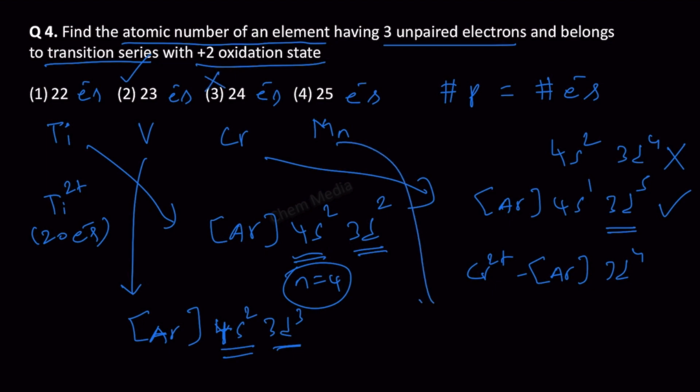And for manganese neutral, the electronic configuration will be argon and then 4s2 and then 3d5. So here if we remove 2 electrons, we will have 5 unpaired electrons. Therefore that is also not the correct answer. 23 electrons, option 2 is the correct answer here.